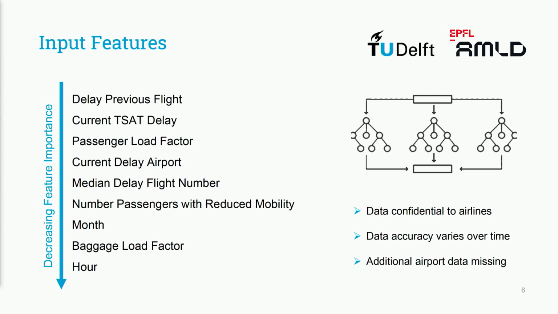So data accuracy varies over time. For example, delay of the previous flight, the most important element. At the beginning of the day, you don't know how late the third leg is going to be. You can try to predict it with some degree of success.